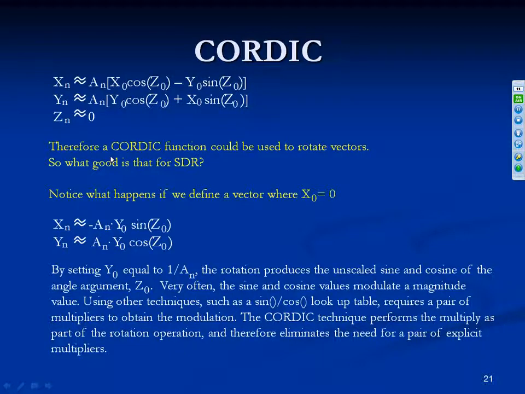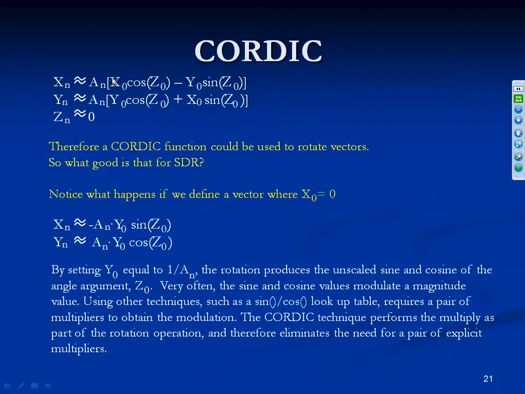So far we've seen that we could create a CORDIC function that could be used to rotate vectors, but what good is it so far? We need to do something with it. Well, notice what happens if we define a vector where x sub 0 equals 0. So let's say that this x sub 0 is set to 0. Just think of this as a block, and you have inputs of x0, y0, and z0. And the outputs are the x and y. Z we don't care about. That's just an internal thing we're using to get to our destination.